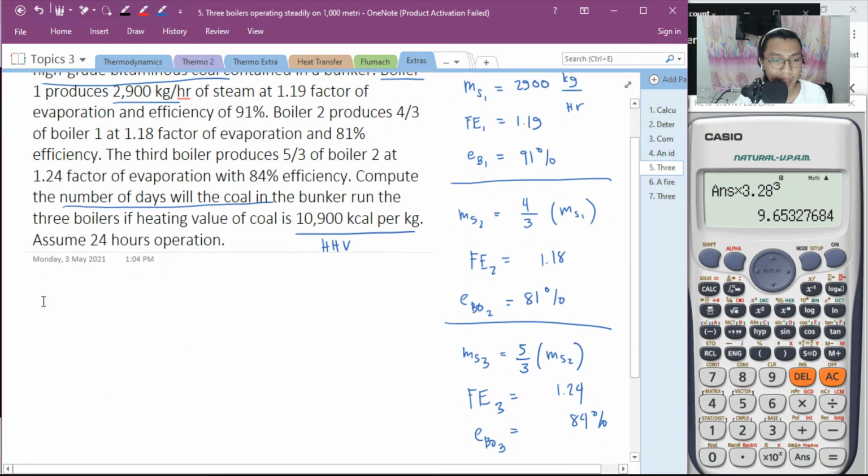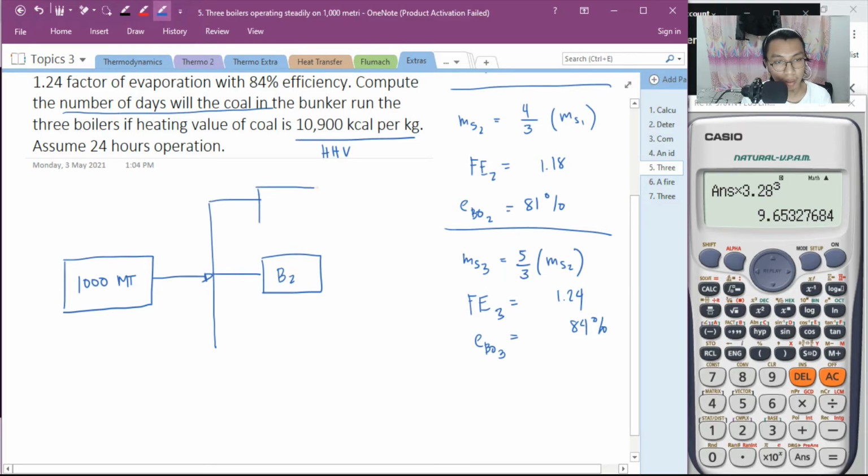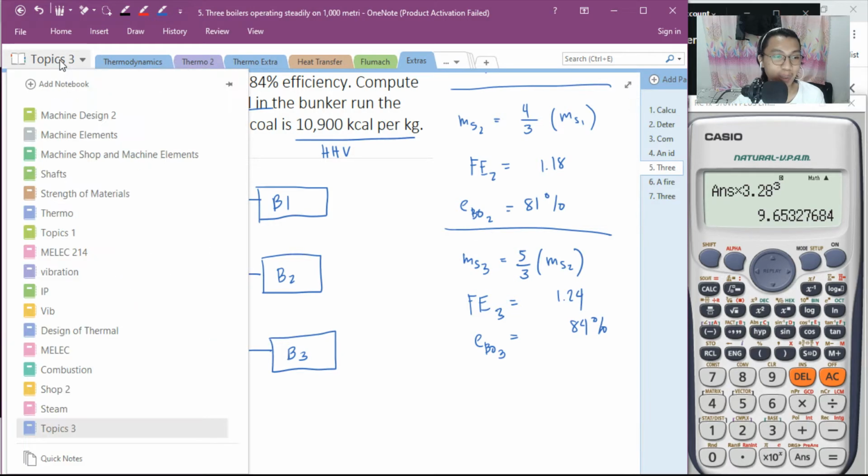Drawing natin ito diagram, okay? We are given 1,000 metric tons ng coal. Ngayon, meron tayong 3 boiler. Yung boiler 1, boiler 2, and boiler 3. Ngayon, paano mo isosolve yan? Sir, madali lang yan. Yes, very basic yan kung alam mo. Okay? Paano kung di mo alam?